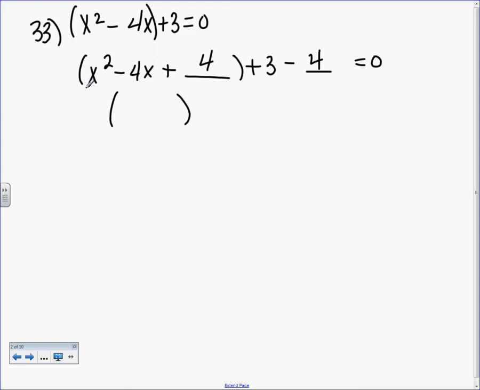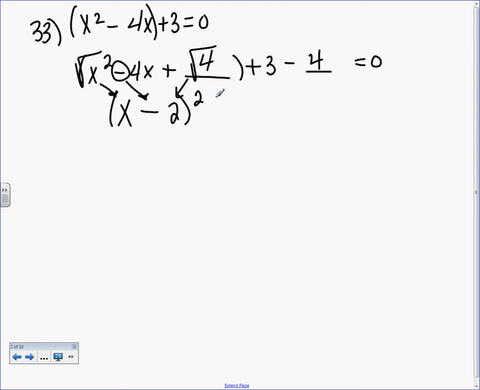What's the square root of this? X. What's the square root of that? 2. You always get this sign squared. That's how you're going to factor every time. Take the square root of the front, take the square root of the back, take this sign squared every time.